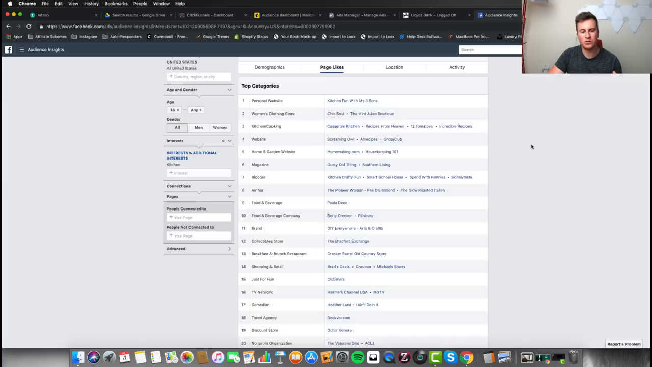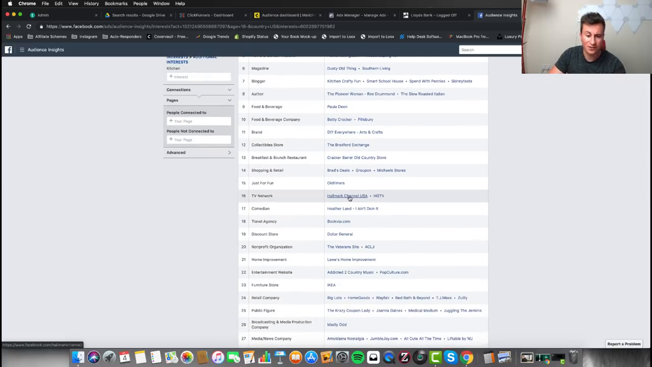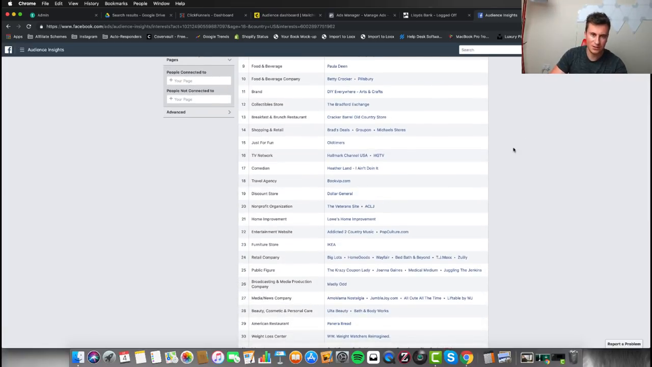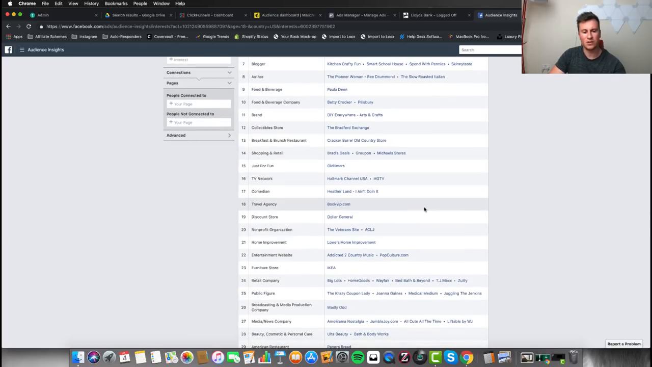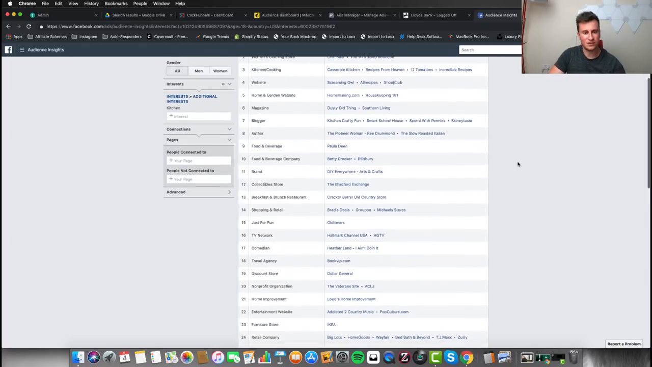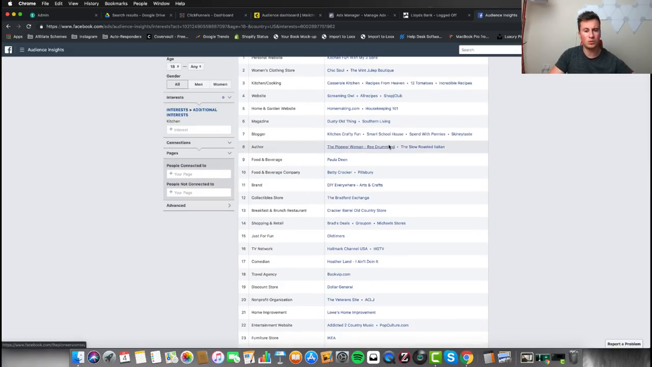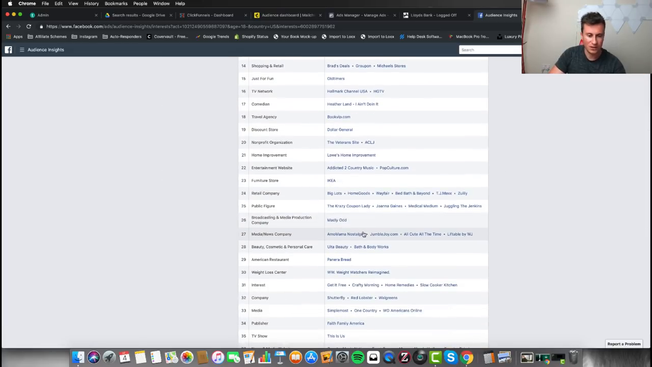If you open this up to see all, and even as far down as you go, it's still related to kitchens, and that is a really strong sign. The further down you go, it's kind of like the least related top categories. So basically what that means is that, say if you got down to number 27, so media, news and company, and these are still pages related to kitchens, and that is a really good strong sign.